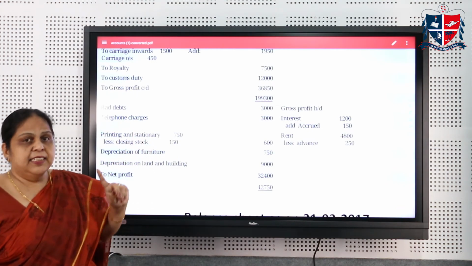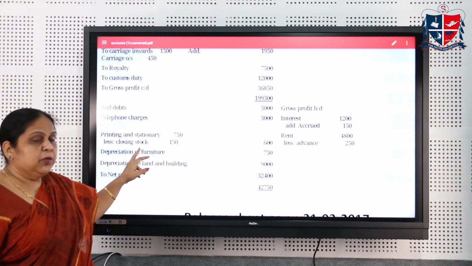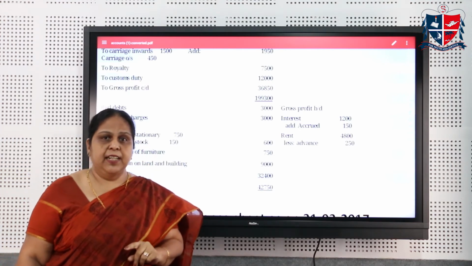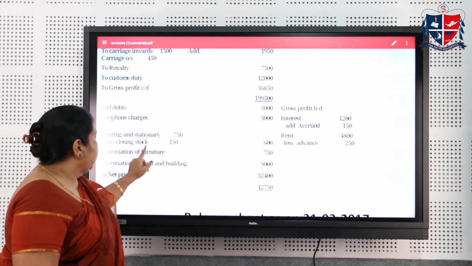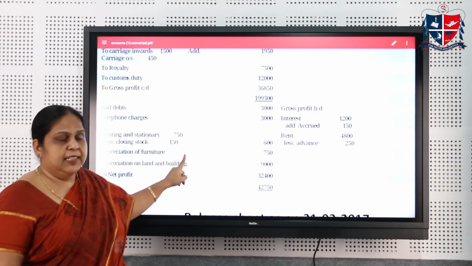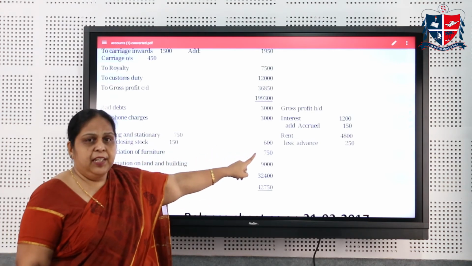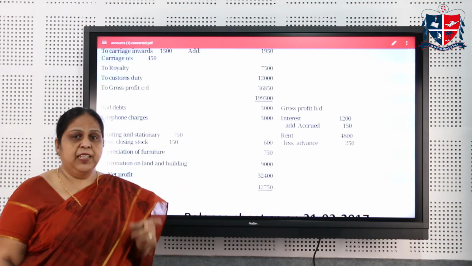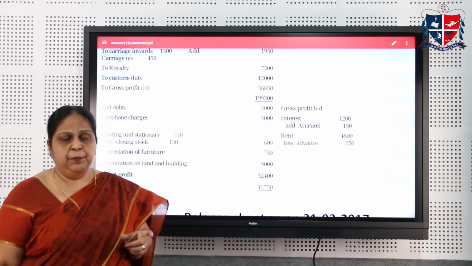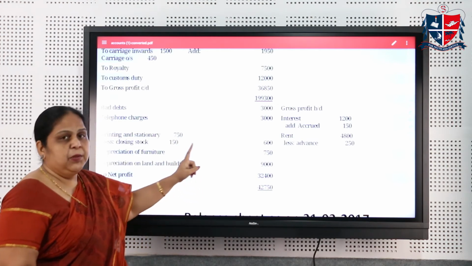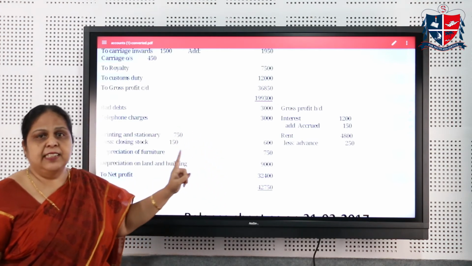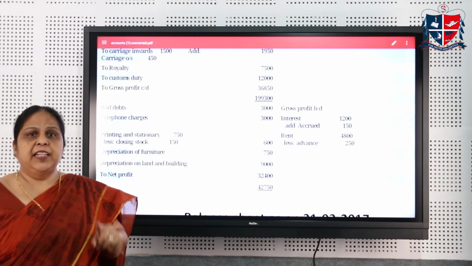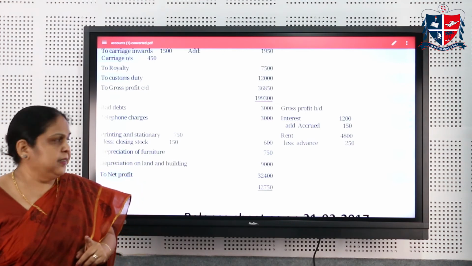The last adjustment, what I told you, is closing stock of printing and stationery. How are you going to treat it? You have to minus it from the printing and stationery and show it in the outer column. Why do you minus it? Because you want to know the exact profit of the firm. And only if you minus it, you will get the exact profit, because that stationery is in stock and it can be used for the following year.